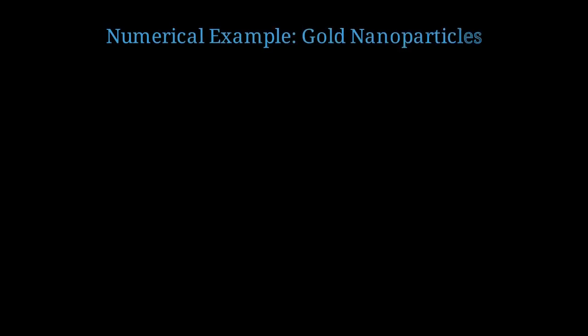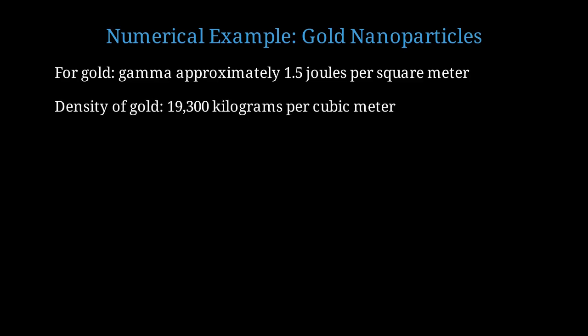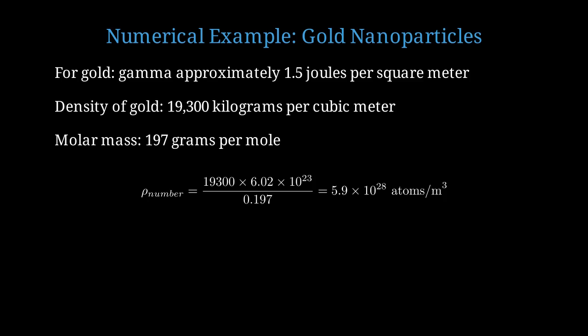Let's calculate actual numbers for gold nanoparticles to see when this crossover happens. For gold, the surface tension gamma is approximately 1.5 joules per square meter. The density of gold is 19,300 kilograms per cubic meter. The molar mass is 197 grams per mole. The number density is 19,300 times 6.02 times 10 to the 23 divided by 0.197, which equals 5.9 times 10 to the 28 atoms per cubic meter.